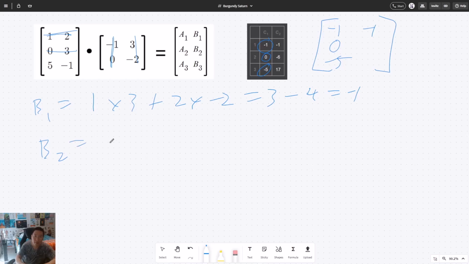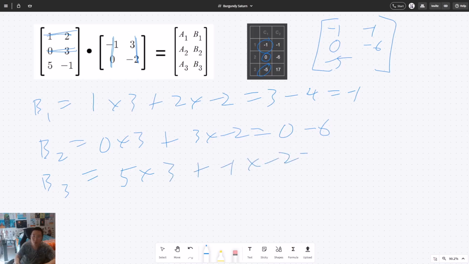B2, we have the second row times the second column, so 0 times 3 plus 3 times -2, which is 0 minus 6. So we just have -6. And finally, the third row, B3, will be 5 times 3 plus -1 times -2, which will be 15 plus 2, which will be 17. And we have 17 as our final answer.